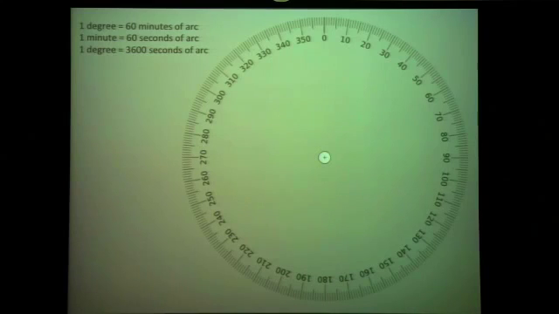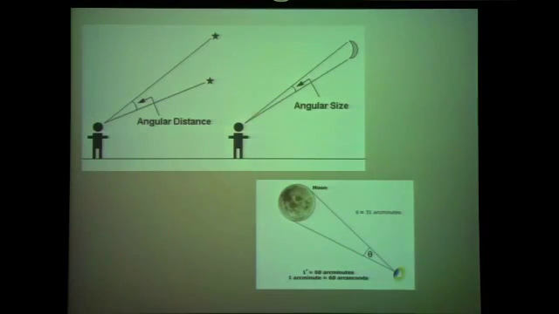There are 3,600 seconds of arc in 1 degree. 1 degree is a pretty small angle. 1 second of arc is a pretty small angle. Astronomers measure distances in the sky using this idea of seconds of arc and minutes of arc. So when we look out in the sky, we think about measuring the angular distance between 2 objects, between 2 stars. And we can measure that distance in degrees of arc or minutes of arc or seconds of arc. A second of arc is a pretty tiny angle.